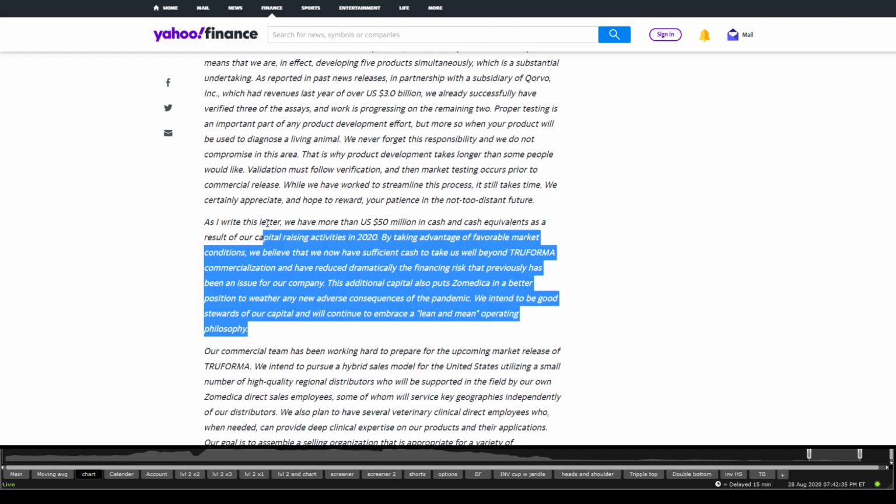Well, you better. I mean, you did a lot of offerings. Sorry about that. By taking advantage of favorable market conditions, we believe that we now have sufficient cash to take us well beyond the Terraforma commercialization and have reduced dramatically the financing risk that previously has been an issue for our company. This additional capital also puts Zomedica in a better position to weather any new adverse consequence of the pandemic. We intend to be good stewards of our capital and will continue to embrace our lean operating philosophy.